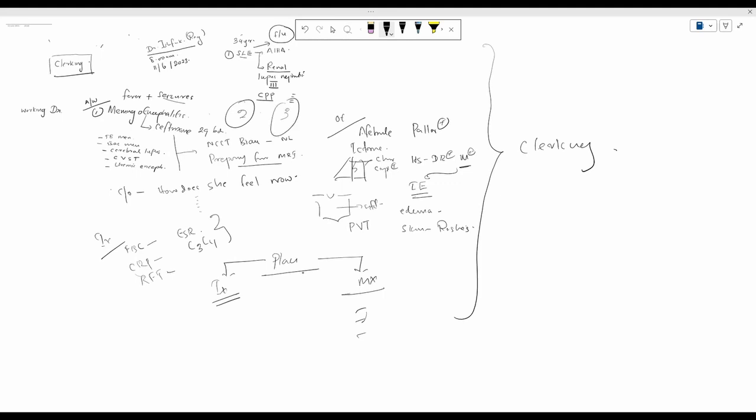Then what is happening with the investigations you already have? Then finally you come with a plan, and that plan always has two arms. One is investigations, one is management. You have to plan your investigations, you have to plan your management, right? This management could be adding a drug, omitting a drug, changing the dose of a drug, referring to someone, asking for a senior opinion, all this. So clerking is very important, and I hope this short video helps you.